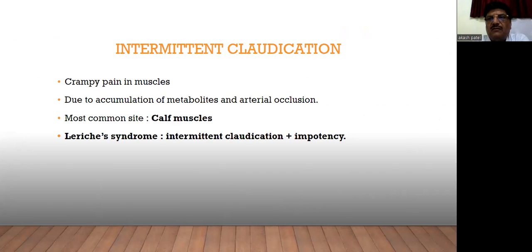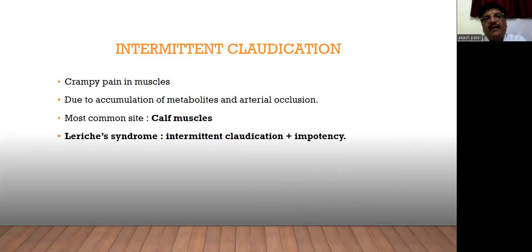A very important symptom of chronic arterial insufficiency is intermittent claudication. Intermittent claudication is a type of pain which is crampy in nature, and it is because of accumulation of metabolites. Because of arterial occlusion, the metabolites are not cleared in time. There is not sufficient inflow of blood to clear those used metabolites and dispose of them. The most common site of arterial occlusion is the superficial femoral artery, and that's why the calf muscles are the most common site for intermittent claudication.